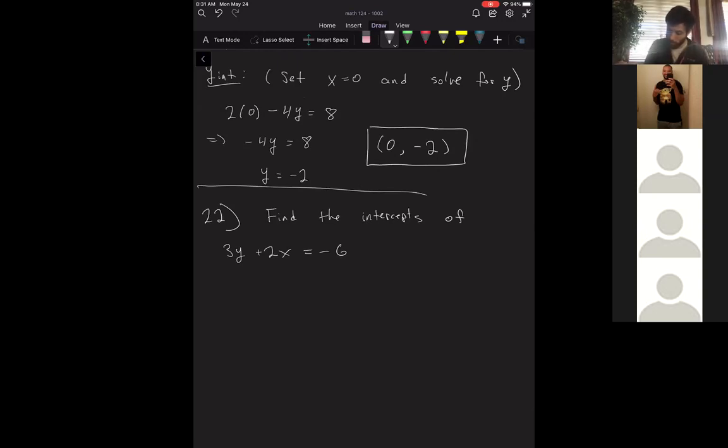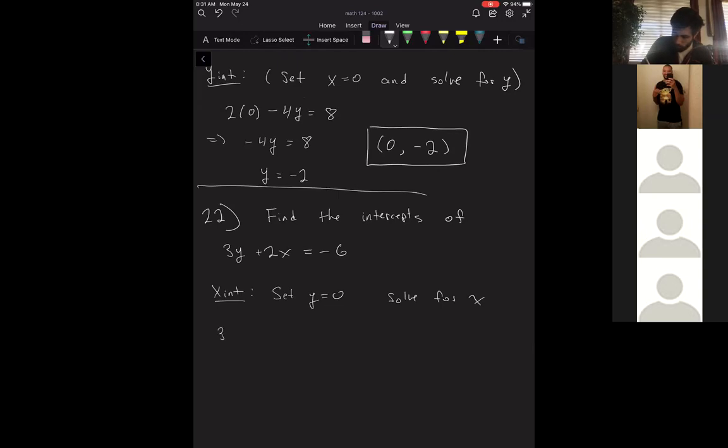Anyway, this problem. Find the intercept. So let's start with our x-intercept. Okay, so remember with x-intercepts, we have to set our y equal to 0, and then solve for x. All right, so let's set the y equal to 0. So 3y plus 2x equal to minus 6. Set the y equal to 0.